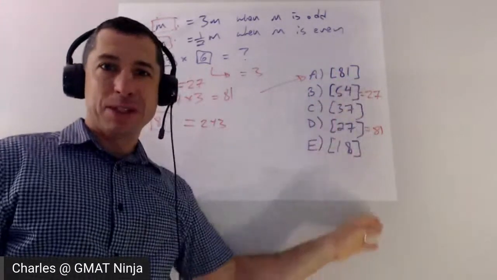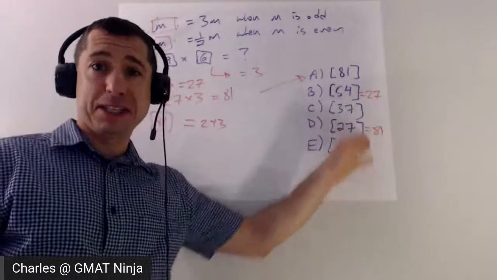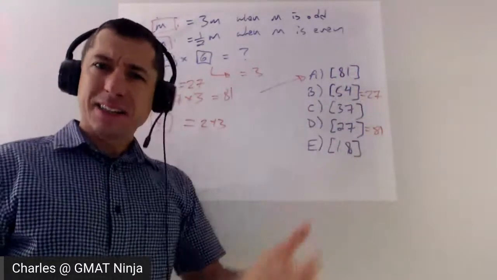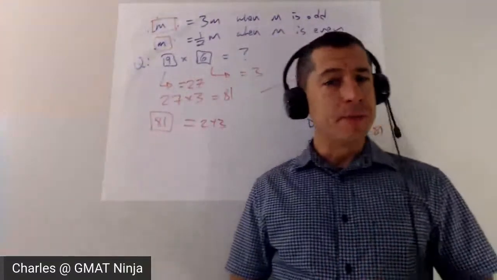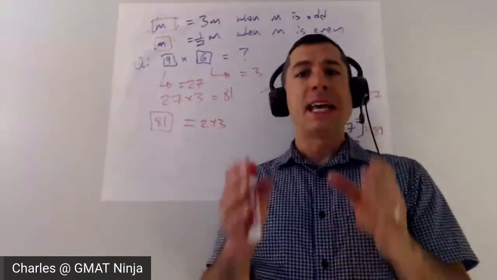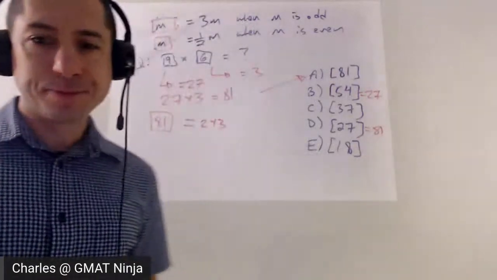So what happens most of the time here is you just don't notice that these aren't the actual numbers. These are the numbers inside a box. A little bit dirty, but for whatever reason, the GMAT loves to test you on, are you paying attention? That's the game you're playing. Take that moment at the end. Don't leap as soon as you get an answer that you think is right.